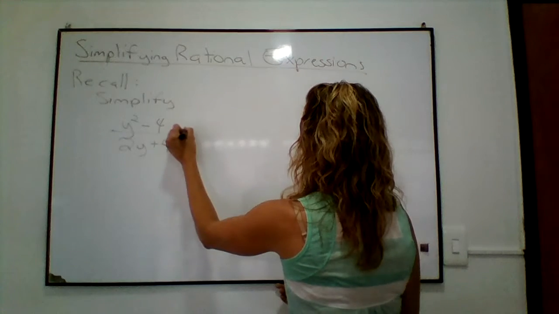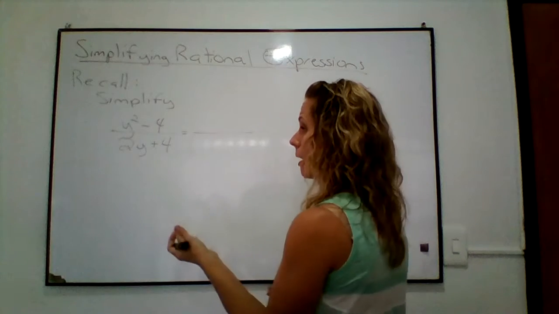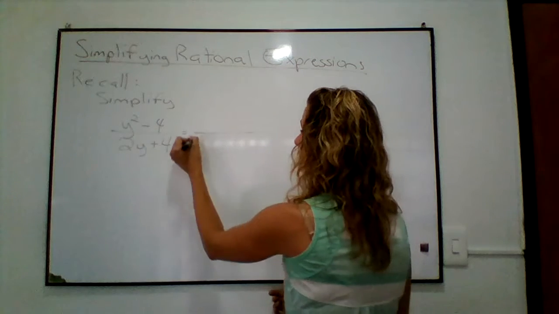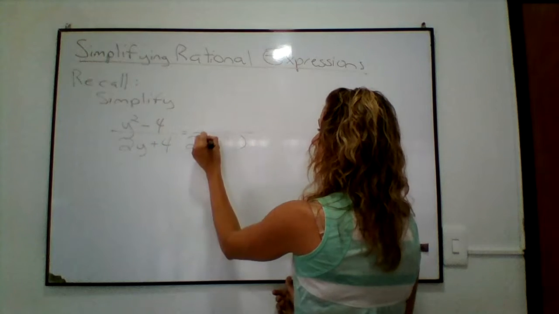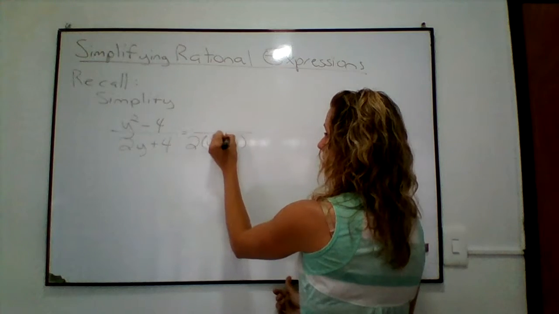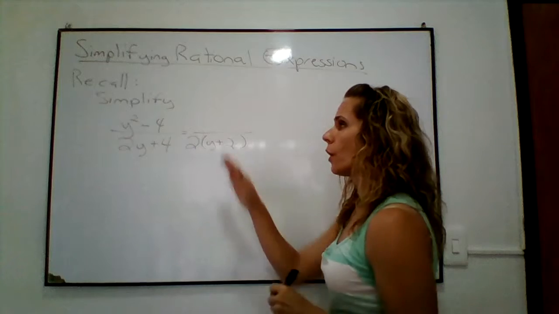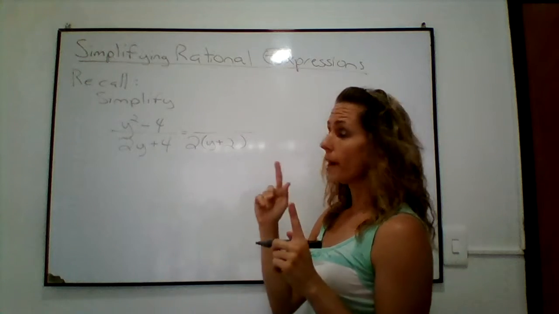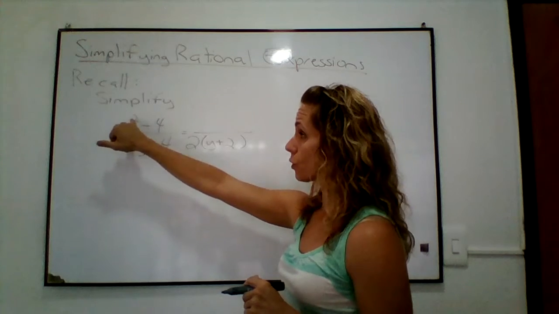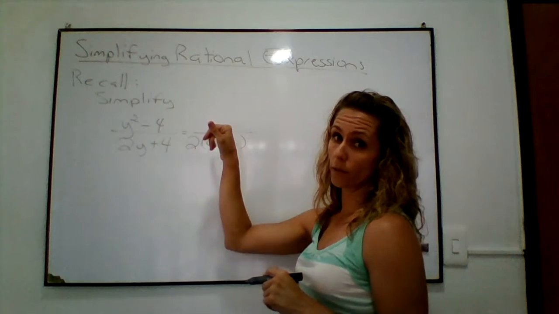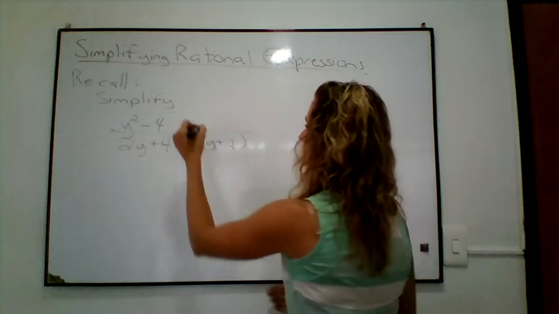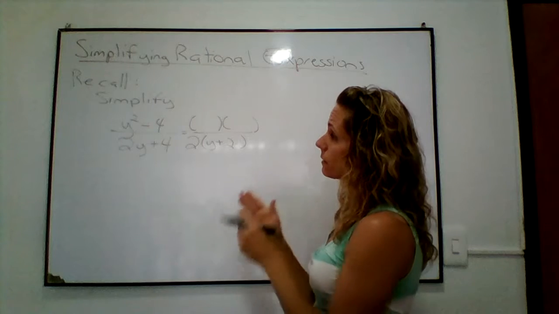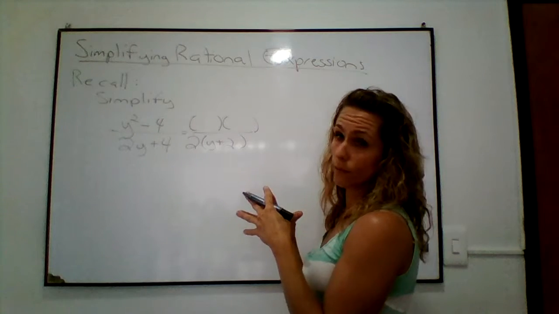So by factoring, we'll do the denominator first. Notice 2y and 4 share a common factor of 2. When we factor out the 2, we're left with y plus 2. The numerator has 2 terms as well. They don't share a common factor, but we recognize that we have something squared minus something squared. And we should remember from when we learned about factoring that this is the difference of 2 squares.